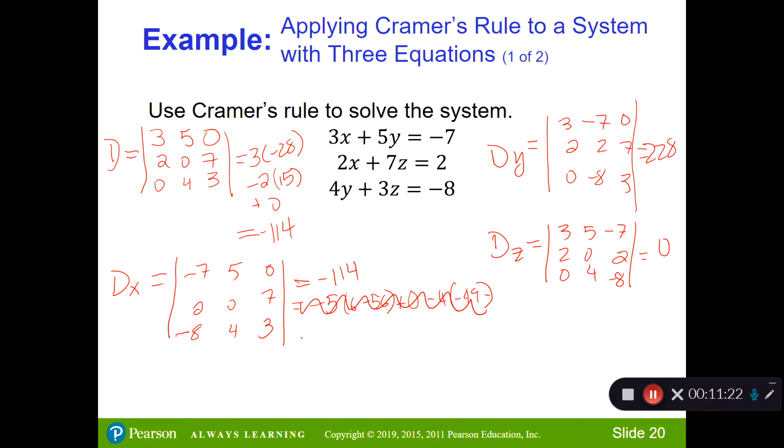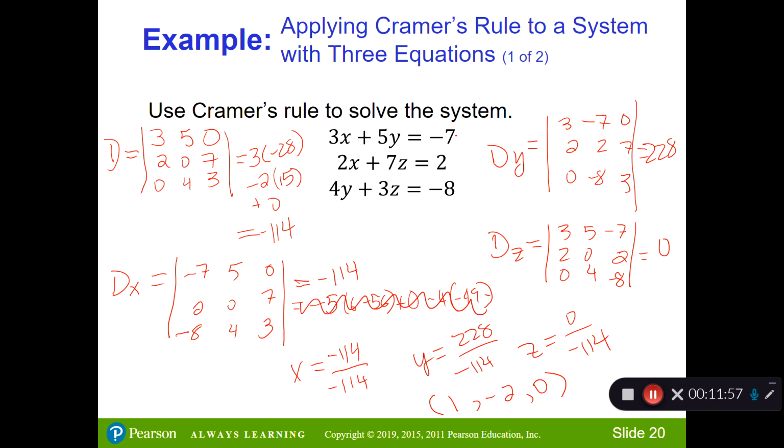Okay, so my x is this guy divided by this guy. My y is this guy divided by this guy. And the z is this guy divided by this guy. Okay, that's +1 for the x, -2 for the y, 0 for the z. So that ordered triple solves our system. Let's check it.